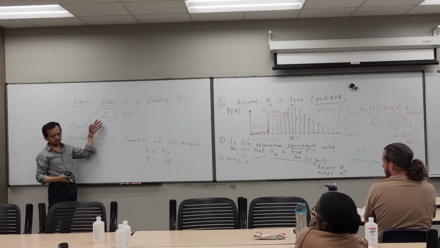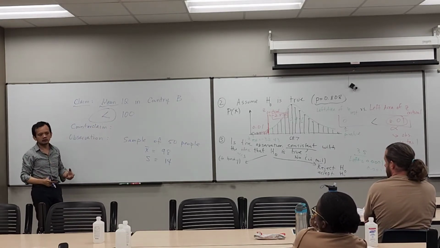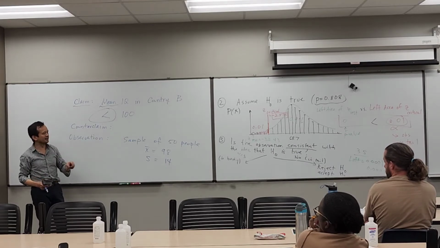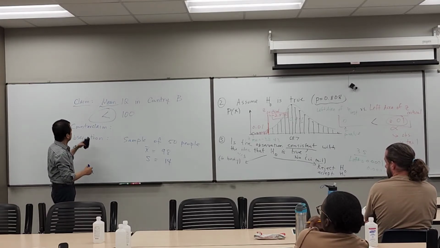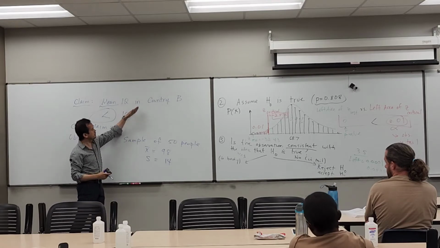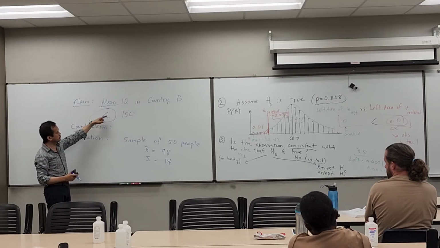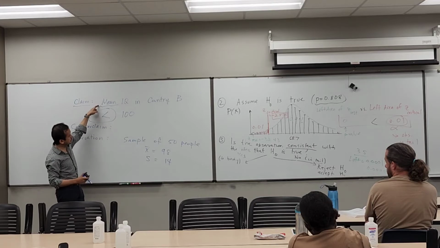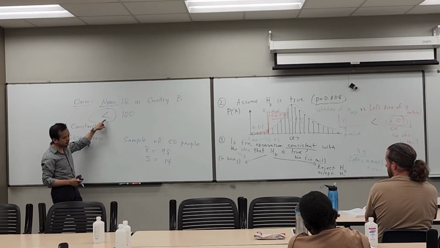So what's left over from less than? What else? Greater than. Greater than, what else? Equal to. Equal to, okay. Greater than or equal to. So the counterclaim would be, everything else is the same except that instead of less than, we use greater than or equal to. So this will be, the mean IQ in country B is greater than or equal to 100.